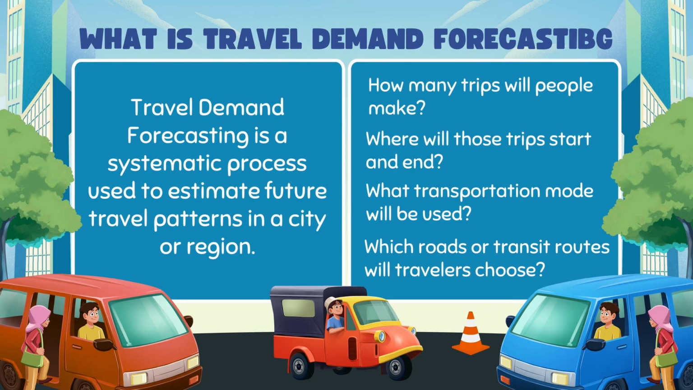So, travel demand forecasting helps planners to estimate future transportation needs based on factors like population growth, land use, income levels, and travel behavior. So, it can be used to design and improve roads, public transport systems, and infrastructure to meet future demand efficiently. For example, if a city is growing, they can estimate how many people will use buses, cars, or trains in the future to help avoid traffic congestion and improve mobility.